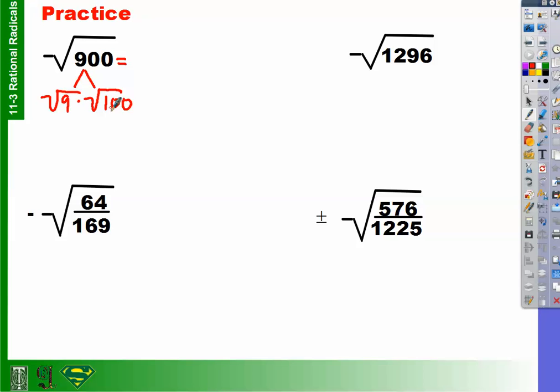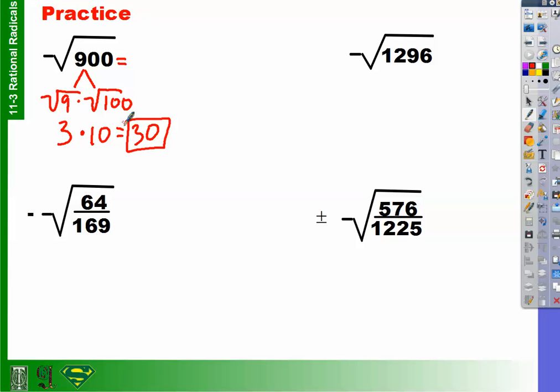Well, what is the square root of 9? 3. What is the square root of 100? 10. What is 3 times 10? 30. That's awesome. Without a graphing calculator, without any calculator aid, and without having to memorize the square root of 900, we were able to figure out what the square root of 900 is just by breaking it down.